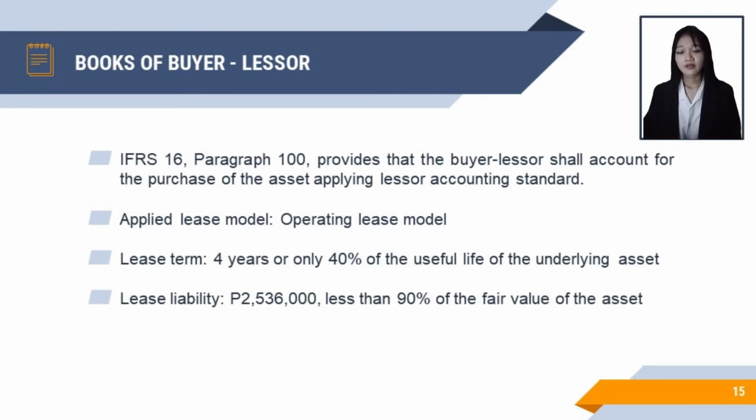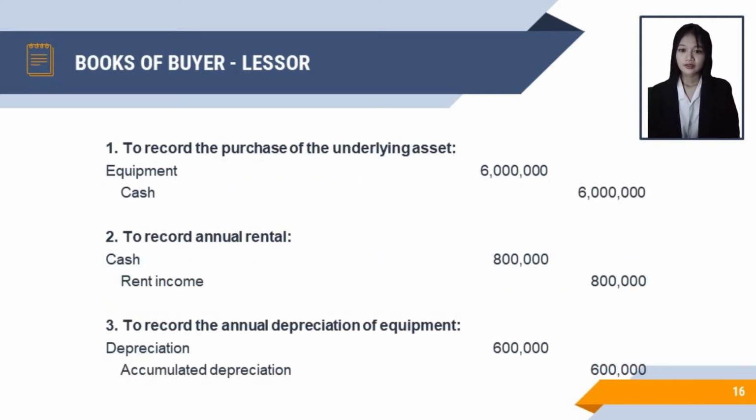In IFRS 16 paragraph 100, the buyer-lessor shall account for the purchase of the asset applying the lessor accounting standard. Our applied lease model for this is the operating lease model, with a lease term of 4 years, or only 40% of the useful life of the underlying asset, and a lease liability of 2,536,000, which is less than 90% of the fair value of our asset of 6 million. Our journal entries will be, number 1, to record the purchase of the underlying asset. Here, we will look at the sale price at fair value.